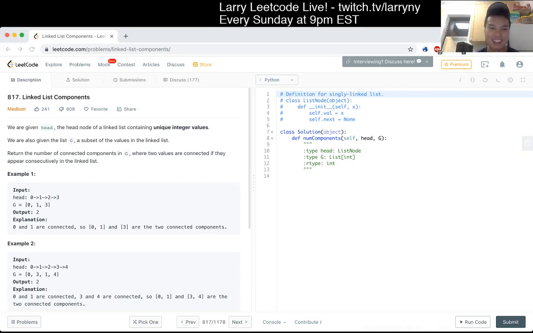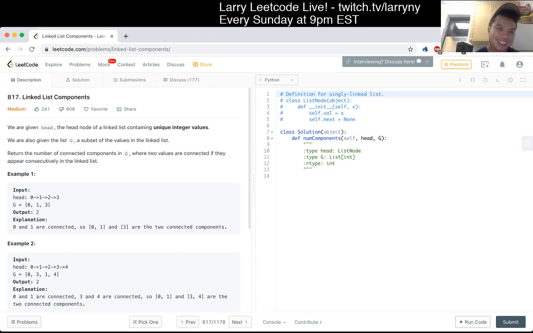Cool. 817 linked list components. Actually, before I say that, make sure if you want to request a hard prompt for after this prompt, just put it in the chat and I'll get to it next, so that you don't have to race to get a prompt or something. But okay, cool. 817 linked list components.